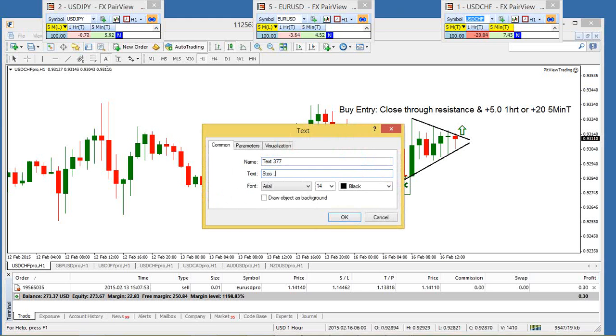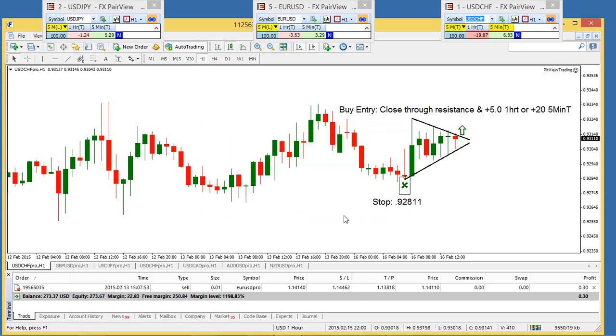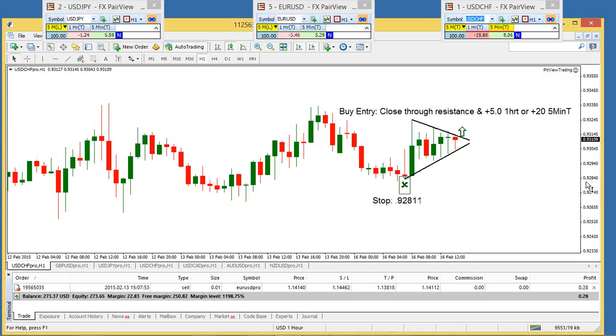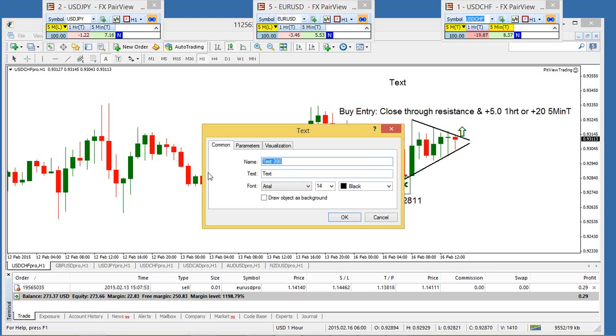That's the maximum stop order. And then look for a limit of 1-to-1 risk reward.